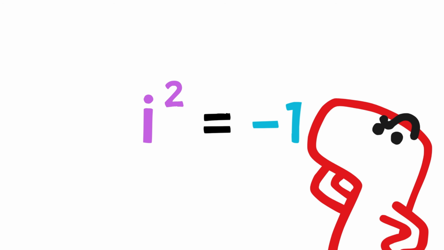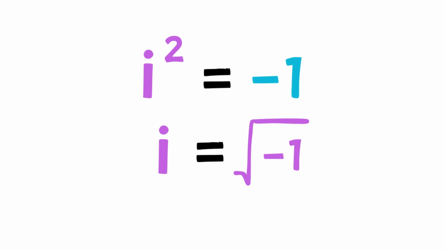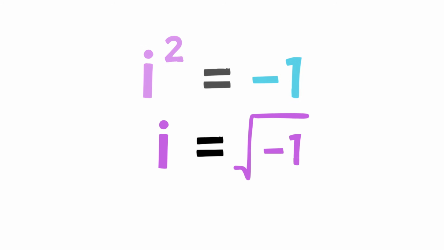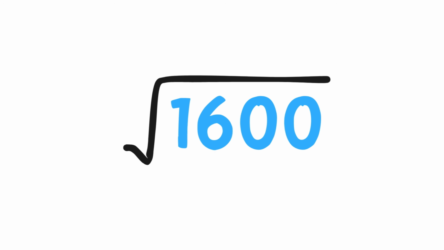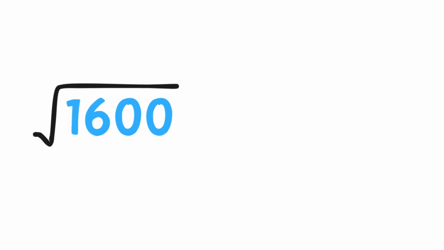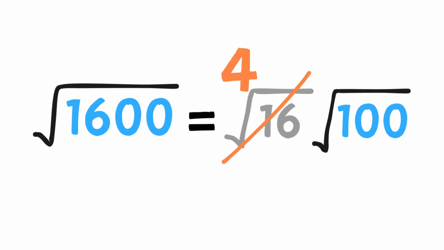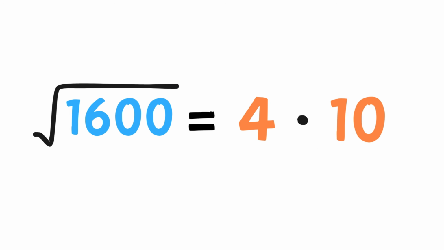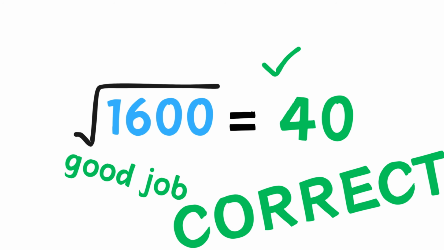But even today, i still stirs confusion among people. i represents the number whose square is -1. It also represents the principal root of -1. Taking the principal root of negatives requires some algebraic ideas to be handled more carefully because it's not a real number. For example, to find the principal root of 1600, you could separate 1600 into the product of two numbers, 16 and 100, and then take the square roots separately. The end product is 4 times 10, or 40, which is indeed the principal root of 1600. Great, no problem, that's the correct solution.